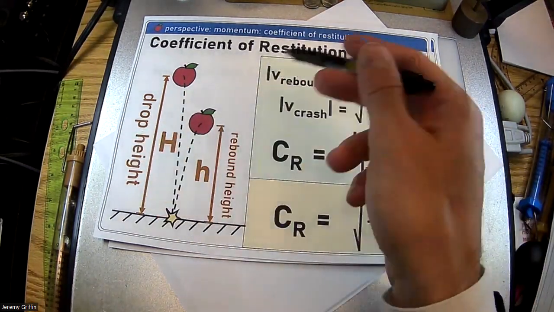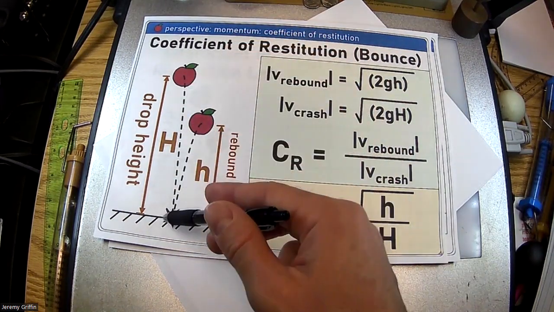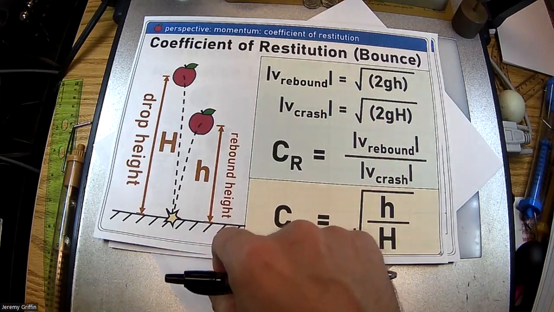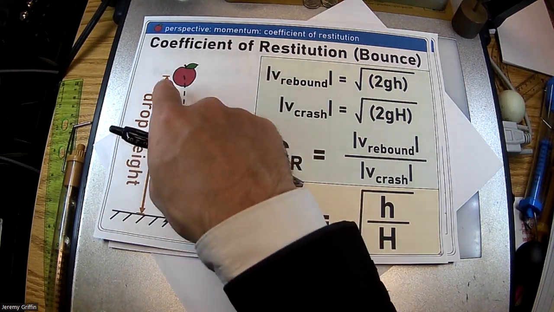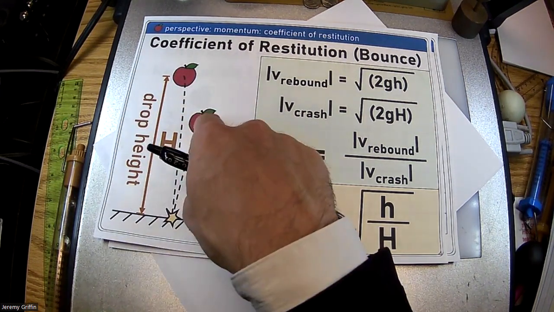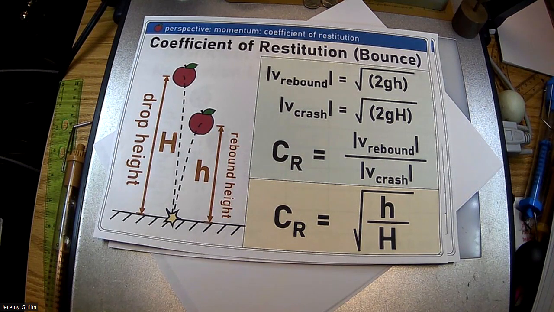So let's run an example. What if you take a meter stick and you drop it from 100 centimeters and it boings, rebounds to, what's a good number? How about 25 centimeters? So you drop it from 100 centimeters and it rebounds to 25 centimeters. Guess what the coefficient of restitution would be for that scenario?